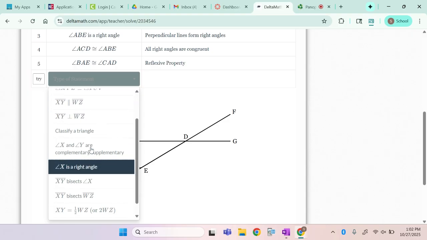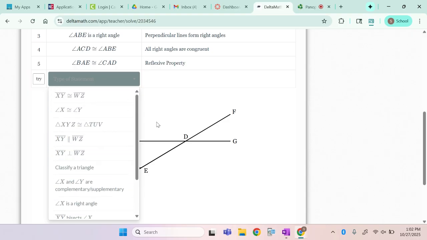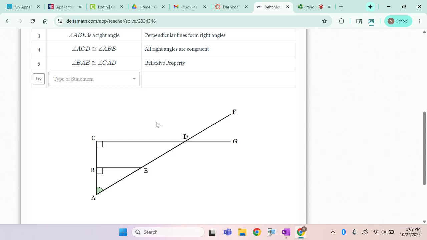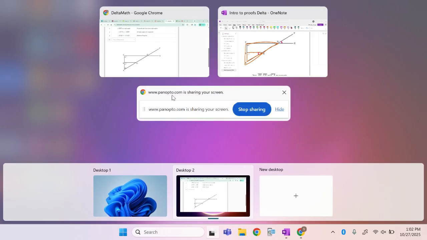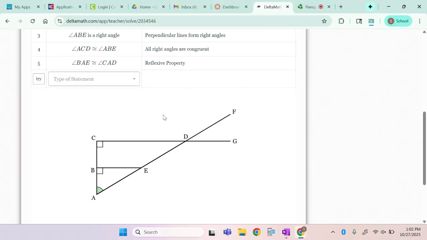Where is it? Nope, that won't work. Of course. Triangles are definitely not congruent.